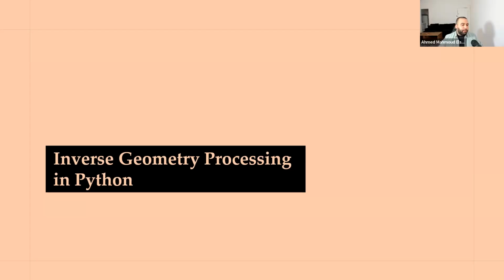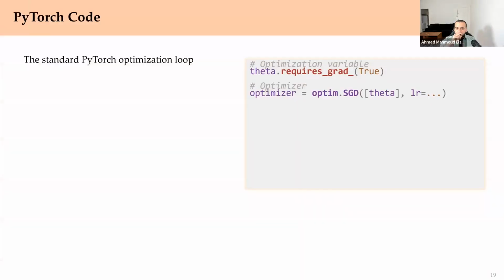All right. So what we're gonna do in this section is try to write some code in PyTorch that allows us to differentiate through the geometry processing algorithms that Anna has been talking about, and how to use the implicit and the adjoint method to do this.